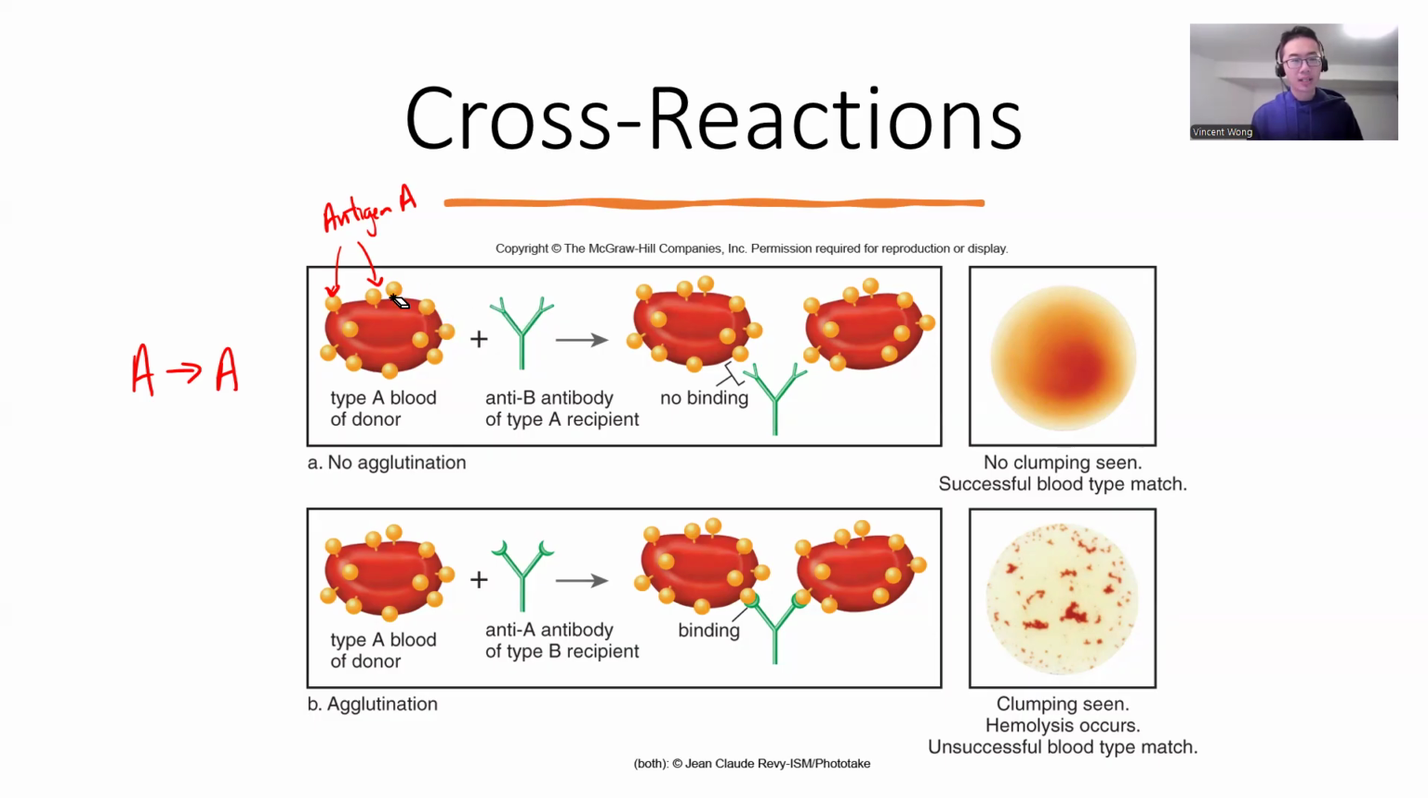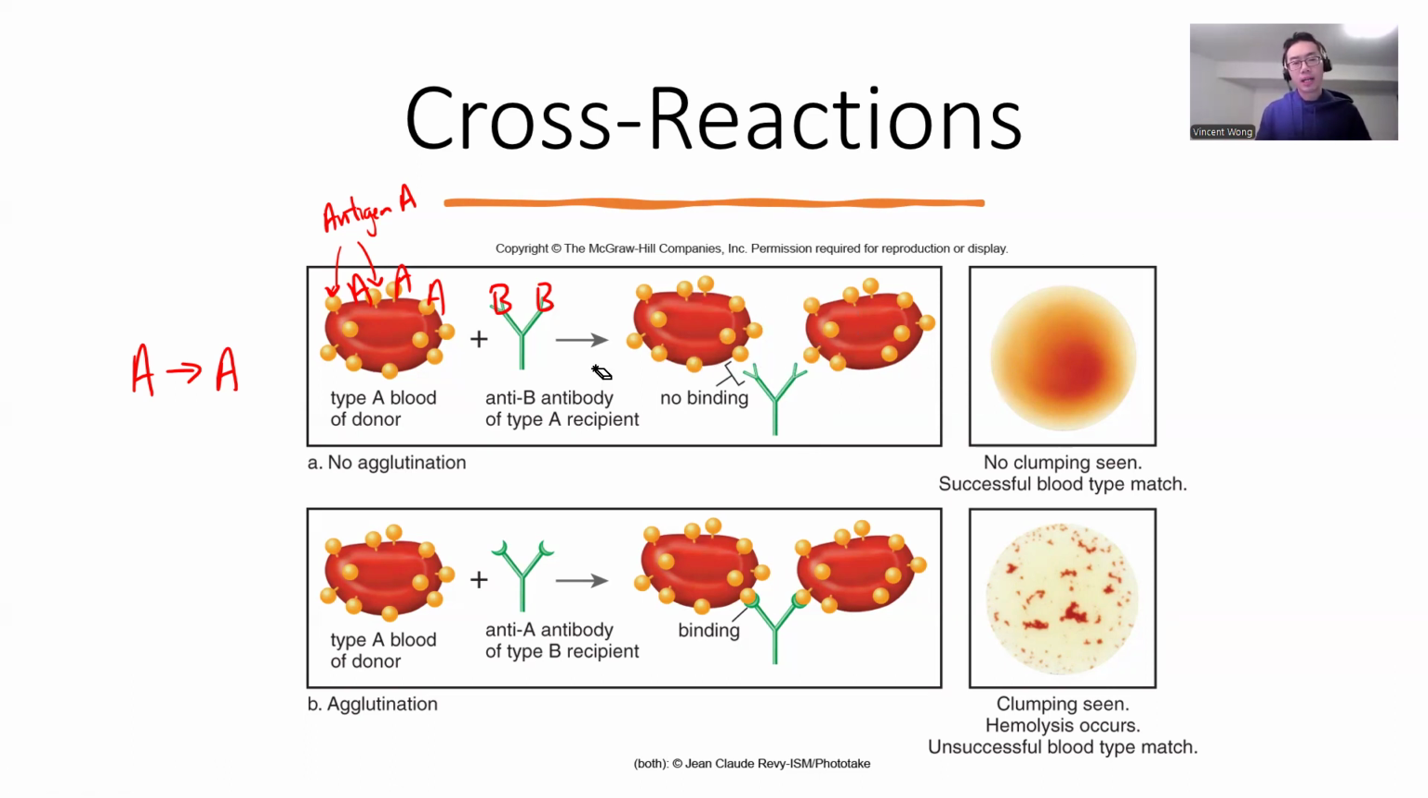It's not going to recognize the circle. If I have to put letters on, these would be A's, and then this would be B. The B and the A are not going to recognize each other, and so the antibodies of the recipient, the person receiving the blood, will not be attacking, will not be cross-reacting with the incoming red cells, and it's going to be fine.